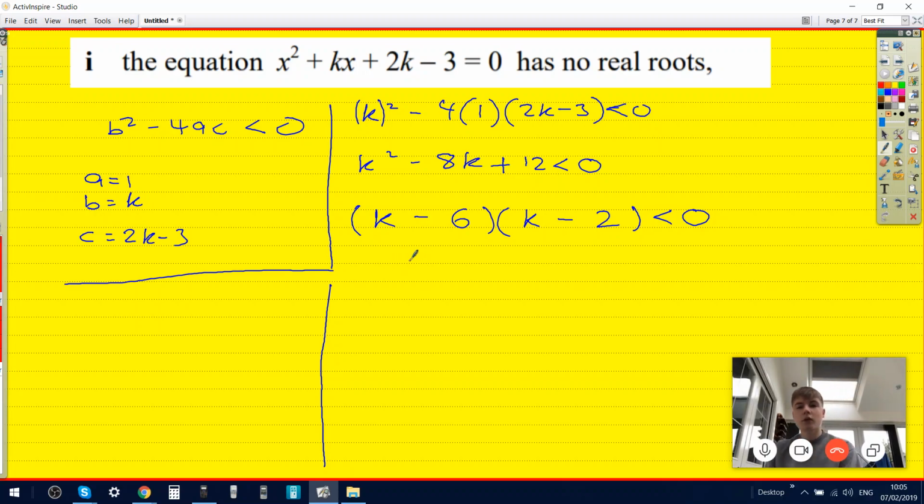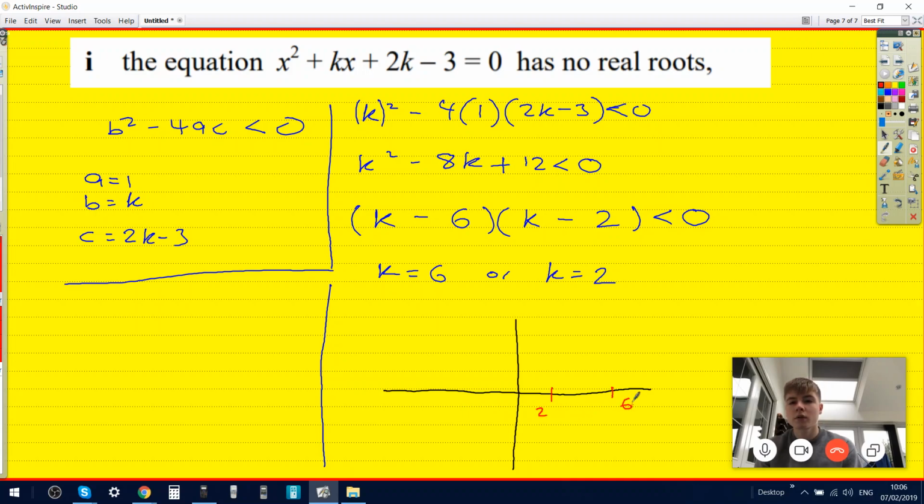So let's say, when would it be equal to 0? When it has one repeated root. I mean, imagine this was just equal to 0. So what would K be equal to? 6. Or 2. So for this one, the problem is we have this less than 0 thing. What would the graph of this equation look like? I'm not sure. Well, we said K is 6, or K is 2. Yeah. So that's a bit like our X, 2 and 6.